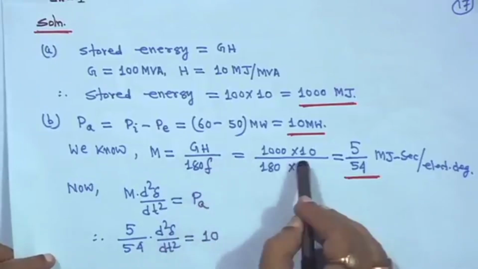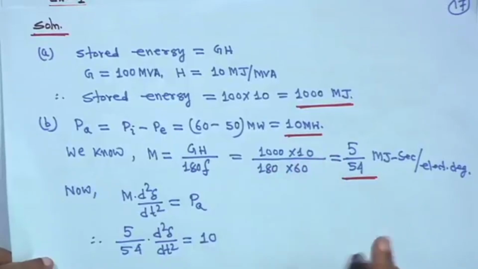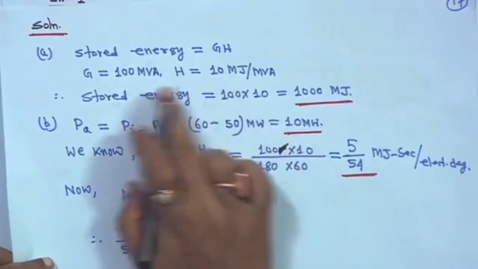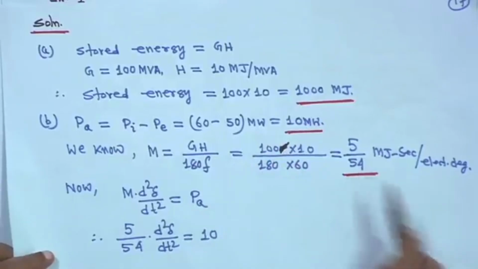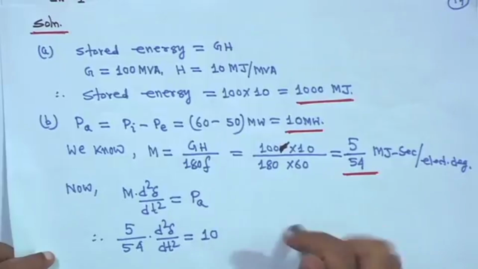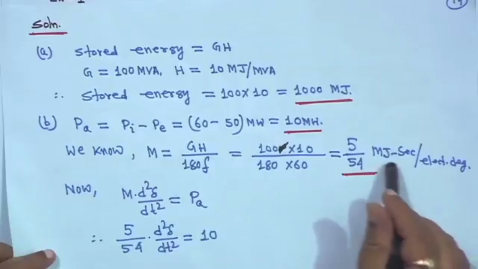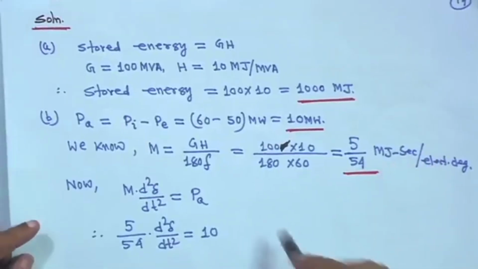So, H is equal to 1000 into 10... your H is actually 100. Here it is 1, your H is actually 100, I have made a mistake, it is 100 into 10, but this answer is correct. 100 into 10 divided by 180 into 60, that is 5 by 54 megajoule second per electrical degree. Now, this M is known.